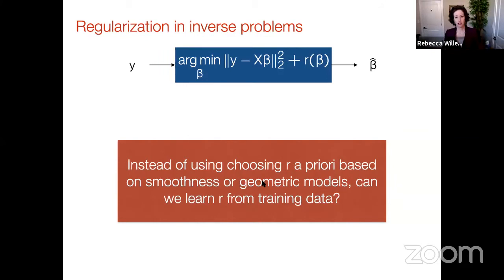So throughout, we're going to consider this generic framework where we take an observation vector y and try to recover an image beta by minimizing the sum of squared errors, y minus X beta, plus some regularization term, to get out an estimate beta hat. This regularization term could be Tikhonov regularization, total variation, etc. Or it could be something that we try to learn from training data. And the question is, how do we actually go about this? How do we use training data to find a good regularizer?